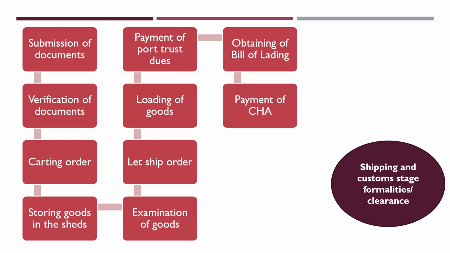Okay? Further, once the goods are loaded, we also need to make the payment of the port trust dues. So the chief mate sends the mate receipt to the port trust office. The CHA pays the port trust dues for using the shed and the docks for clearance. After payment of port trust dues, the CHA approaches the CPO for certification of shipment of goods on the shipping bill and other documents.